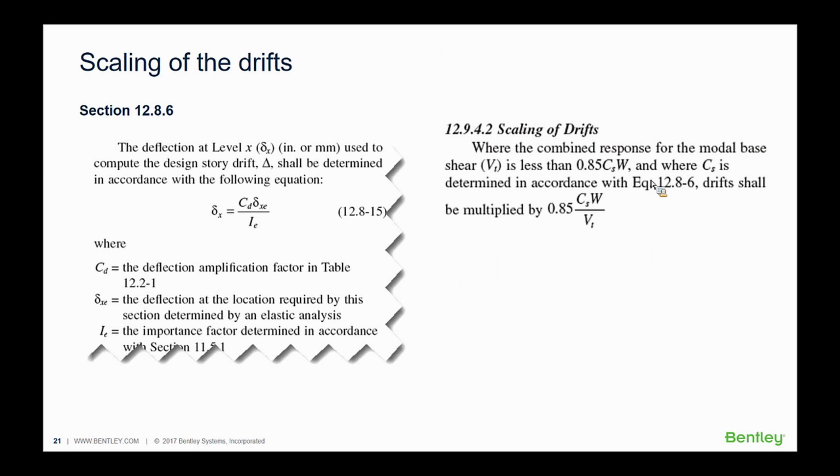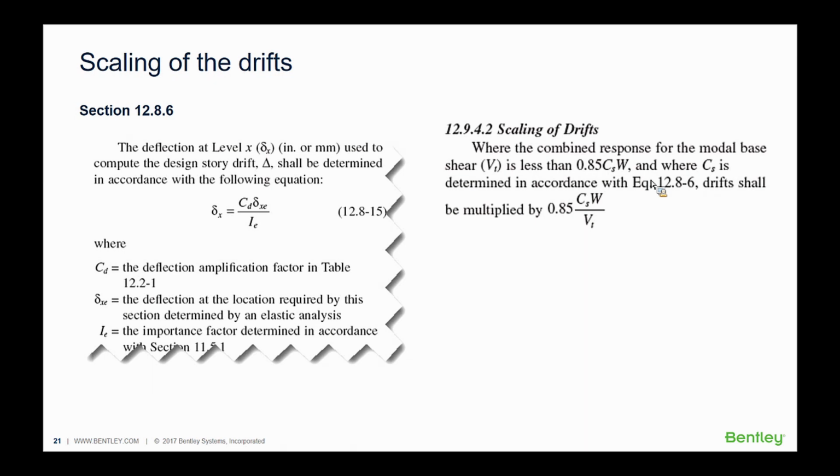Scaling of the drifts. For getting the scale factors for the drift calculations, there are two sections, section 12.8.6 and section 12.9.4.2, which are shown in this slide. Section 12.8.6 is applicable for all types of analysis, static or dynamic, whereas 12.9.4.2 is specifically meant for dynamic analysis.